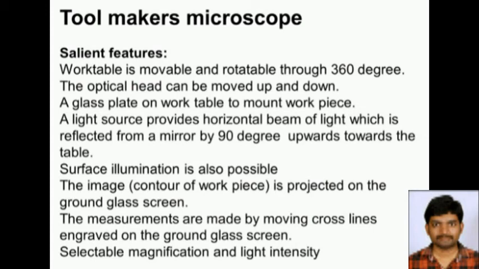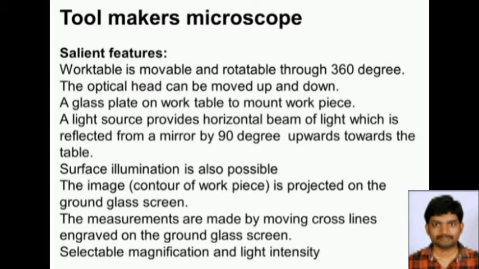Surface illumination is also possible whenever we want to measure the surface characteristics of workpieces. This surface illumination can be used, and the image, meaning the contour of the workpiece, is projected on the ground glass screen, which has a scale and a rotary scale, as well as cross hairs by using which we can take the measurement. The measurements are made by moving cross lines engraved on the ground glass screen, and the magnification can be selected depending upon the size of the workpiece. If it is very small, then higher magnification can be used. Similarly, the light intensity can also be selected.